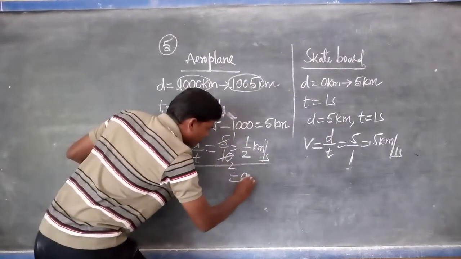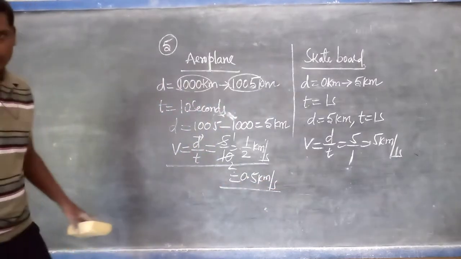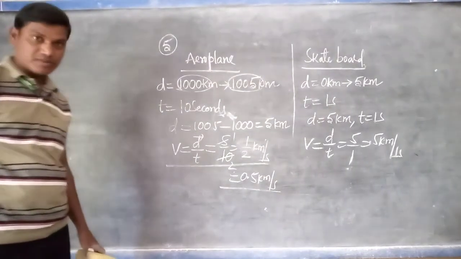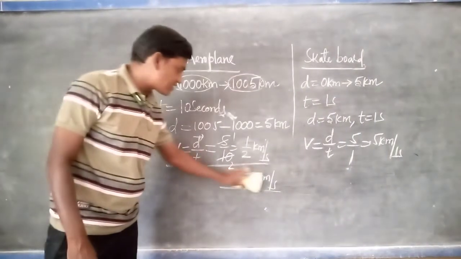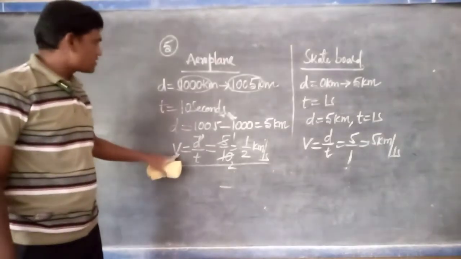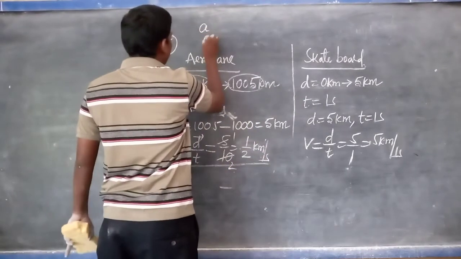That is equal to 0.5 kilometers per second. This is the velocity. Okay. Now, what is our acceleration? Or I can say 1 by 2 only. Acceleration means velocity by time. What is the velocity of the aeroplane? Half a kilometer per second.